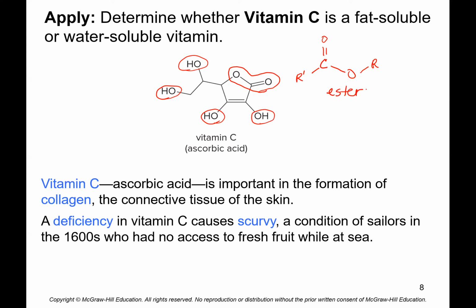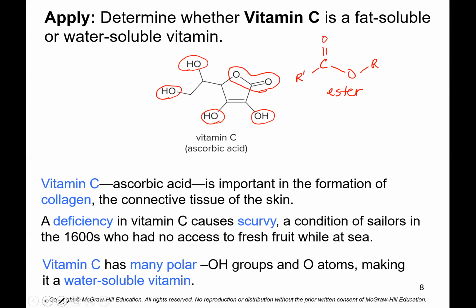Okay. So what I recognize in my vitamin C molecule is that I have a lot of polar groups, and I have very little non-polar character here, the carbon-carbon and carbon-hydrogen bonds. So what this means is that vitamin C is most likely going to be a water-soluble vitamin because of those characteristics.